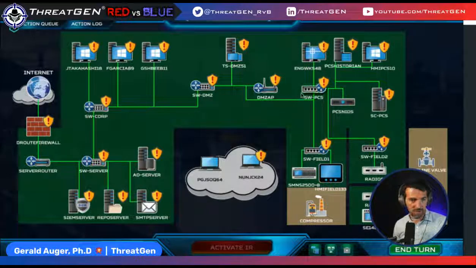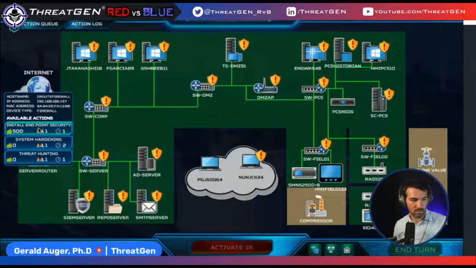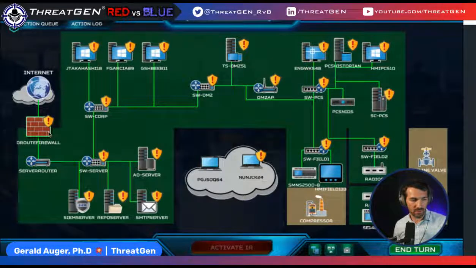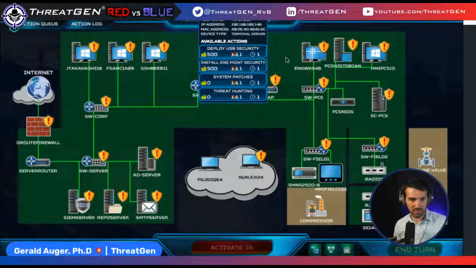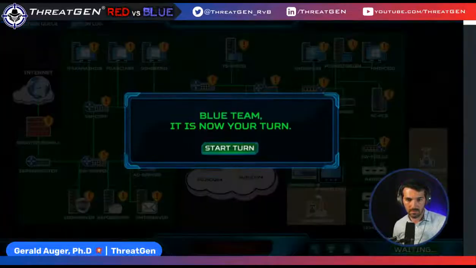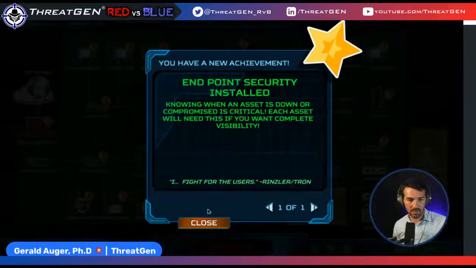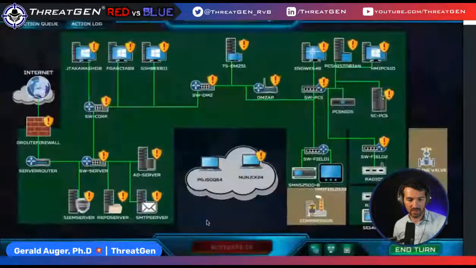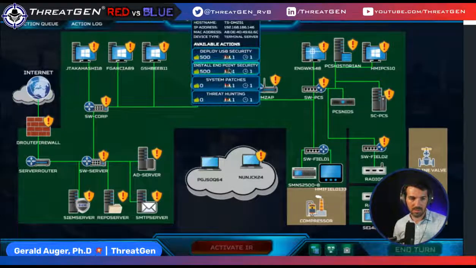Let's harden the firewall. We should really harden this terminal server too, but we don't have any people to work it. Here we go. Let's see. Endpoint security installed. Excellent. Okay, so let's harden this baby up.